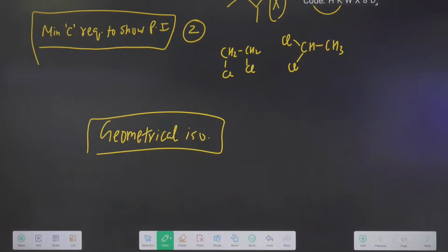Compounds having the same molecular formula, same structure, but different orientation of groups in space due to restricted rotation.